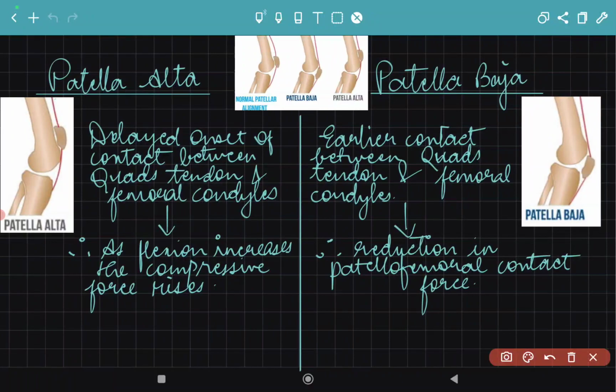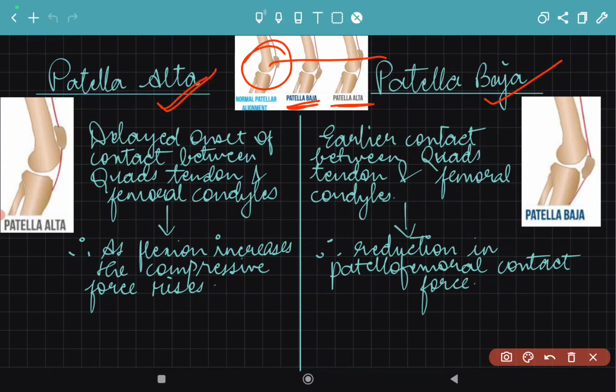Now moving on to another concept. In earlier series, we saw what is patella alta and what is patella baja. The normal alignment of patella, if compared, we can see in patella alta, the position of patella is higher than normal. In patella baja, the position of patella is lower than normal. Now, how does this affect the compressive force on the patellofemoral joint?